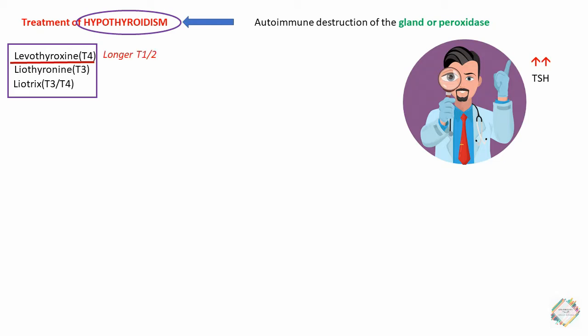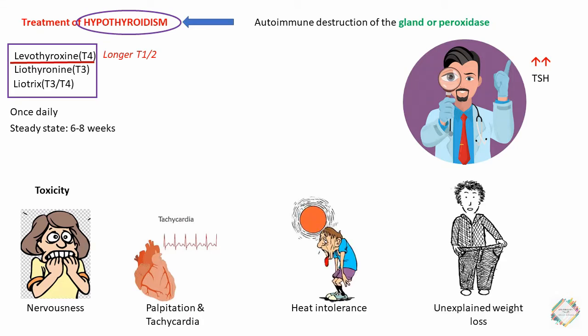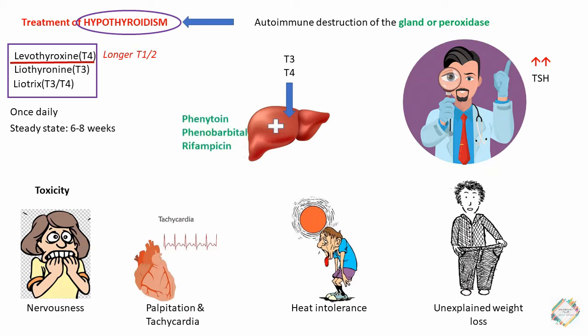Since levothyroxine has a longer half-life, it is dosed once daily and steady state is achieved in 6 to 8 weeks. Toxicity is directly related to the T4 levels and manifests as nervousness, palpitations, tachycardia, heat intolerance and unexplained weight loss. There are particular interactions with the cytochrome P450 enzyme inducers. Those drugs include phenytoin, phenobarbital, rifampin. These drugs will increase the metabolism of these hormones and hence decrease the effectiveness of the thyroid hormonal preparation.